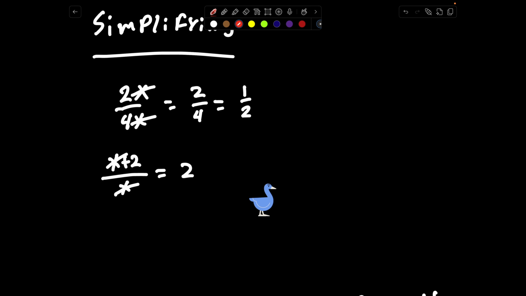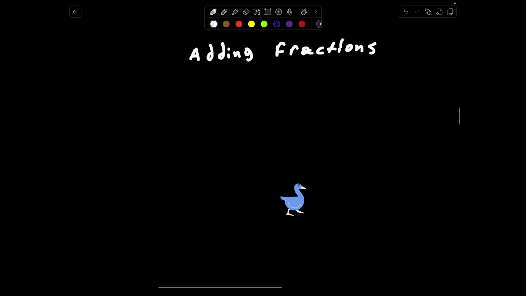This is a big no. This will lead to a lot of bad things. You can't cancel across addition. That's one of the biggest mistakes that a lot of people make, and we'll go ahead and move on.